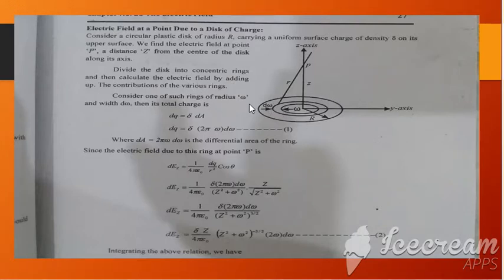So this one is the ring. We can only find the value of the electric field at point P by dividing this disk into concentric rings. Concentric means very narrow, thin rings which cannot be made any thinner or narrower. These are the concentric rings, and then we can calculate the electric field by adding up the electric field due to each concentric ring.